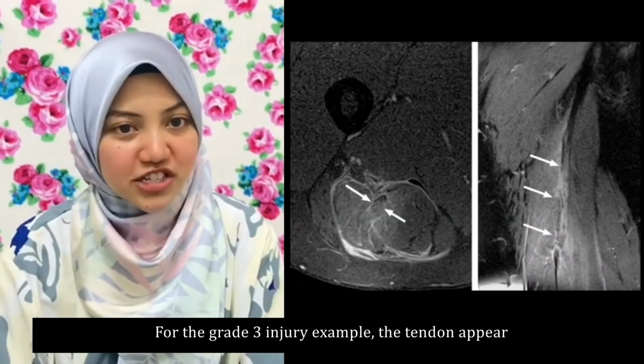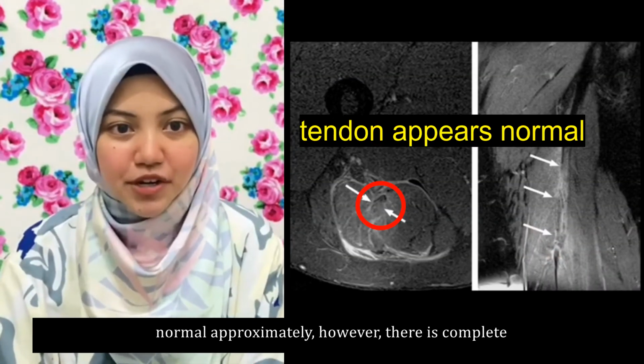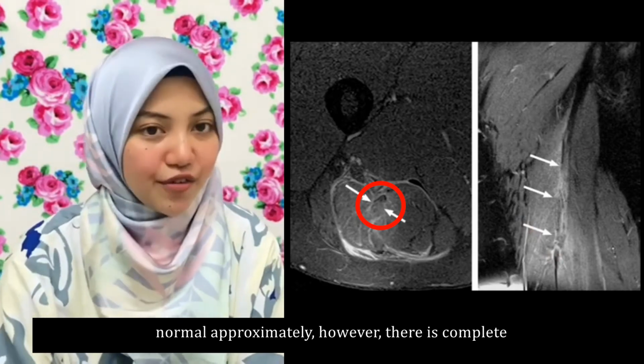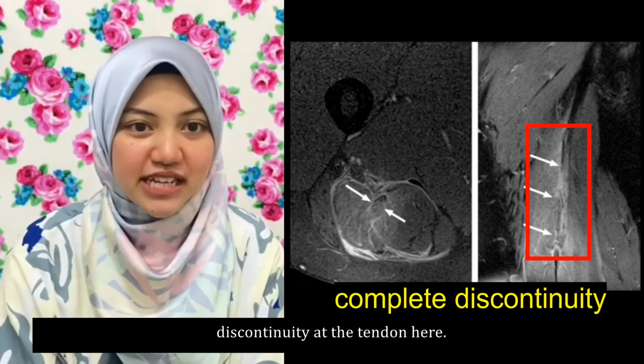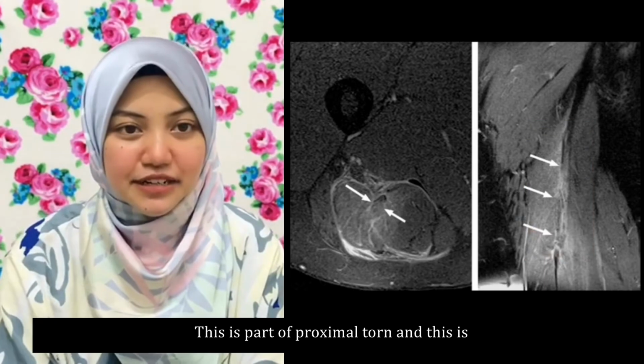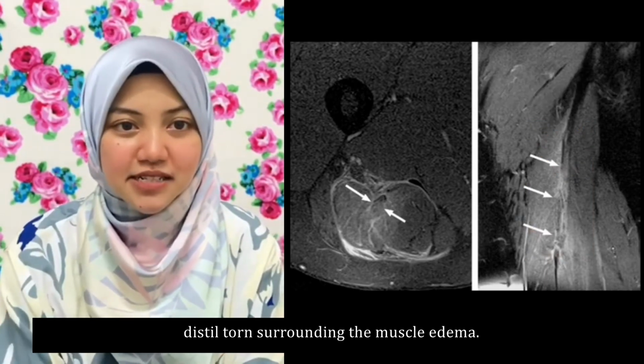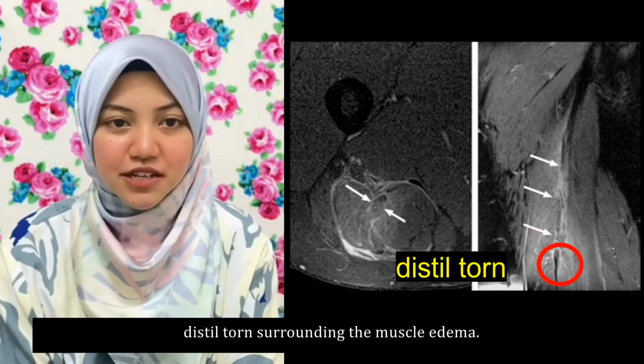For the grade 3 injury example, the tendon appears normal approximately. However, there is complete discontinuity of the tendon here. And this is the proximal tendon, and this is the distal tendon, surrounded by muscle edema.